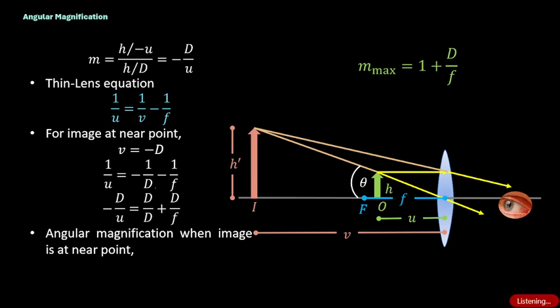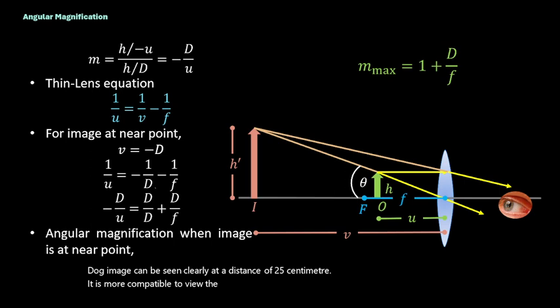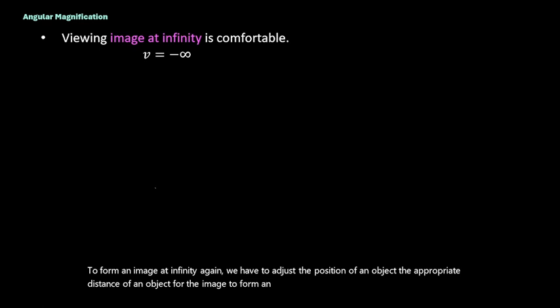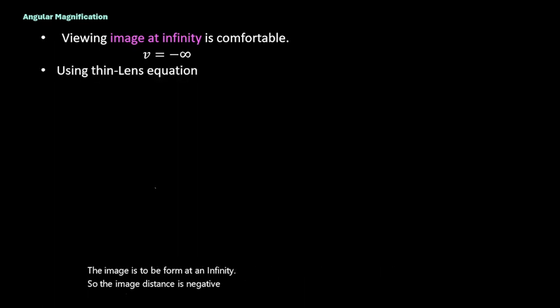Now the image can be seen clearly at a distance of 25 centimeter. It is more comfortable to view the image at infinity. Now we consider the case of image formed at infinity. To form an image at infinity, again we have to adjust the position of an object. The appropriate distance of an object for the image to form at infinity is obtained as follows. The image is to be formed at infinity. So the image distance is negative infinity according to sign convention.